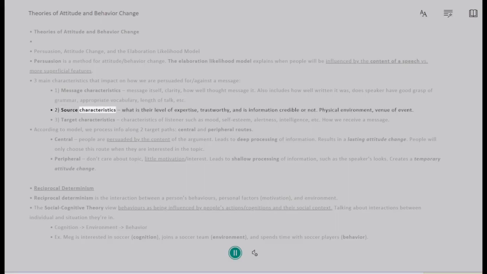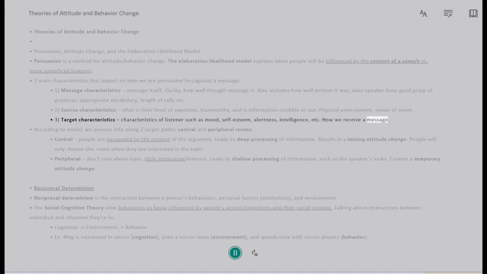2. Source characteristics: what is their level of expertise, are they trustworthy, and is the information credible or not? Also the physical environment and venue of the event. 3. Target characteristics: characteristics of the listener such as mood, self-esteem, alertness, intelligence, etc.